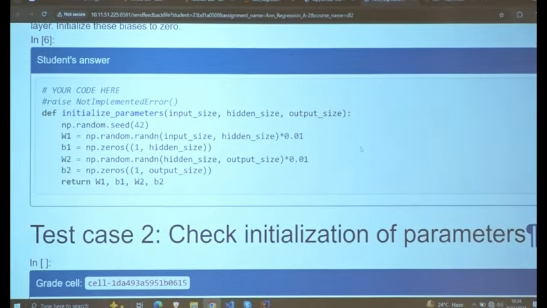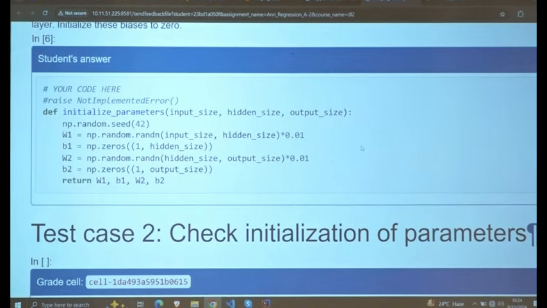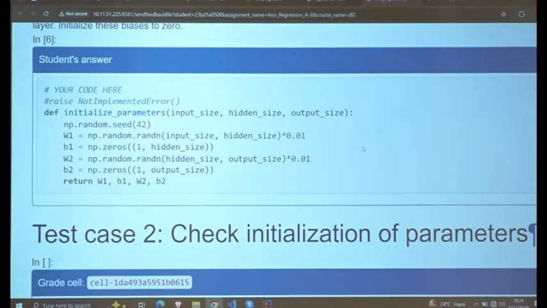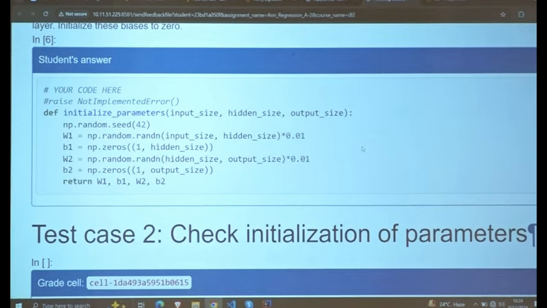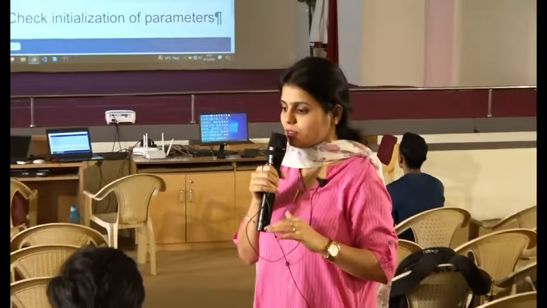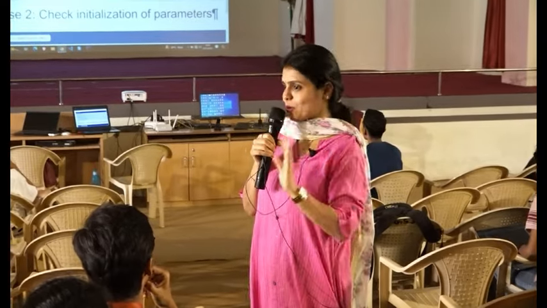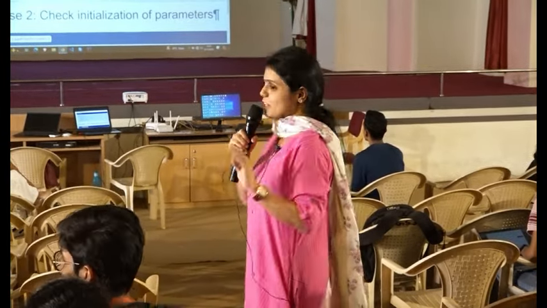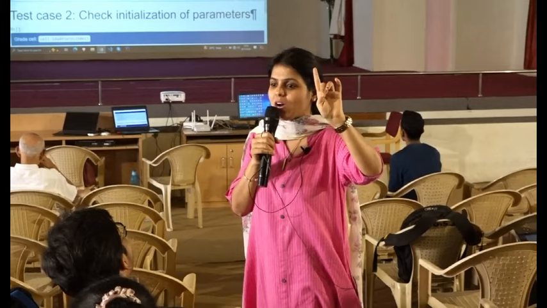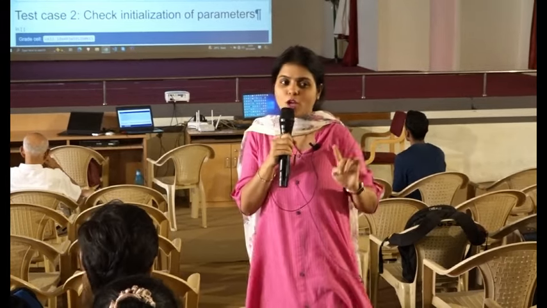What did we do first? First you have to define a function, and what are the parameters that you pass for the function? Input size, hidden size and output size, in that order. And then we use the function random seed, for reproducibility. And then we define 4 variables: W1, B1, W2 and B2.